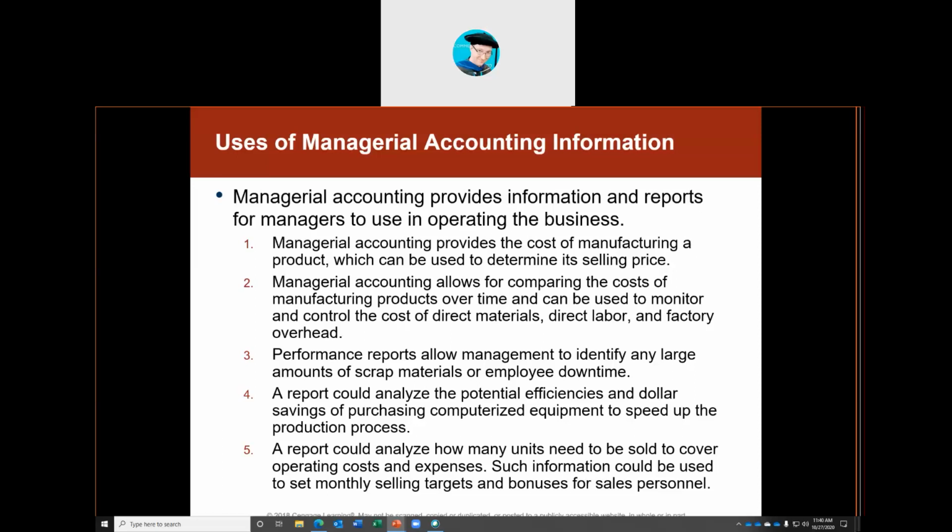Managerial accounting also involves performance reports that allow management to identify large amounts of scrap materials or employee downtime. Scrap materials: when I'm making a guitar, I have metal shavings. I have leftover wood that I didn't use. That's called scrap material. It's material that is left over after I've made the guitar.